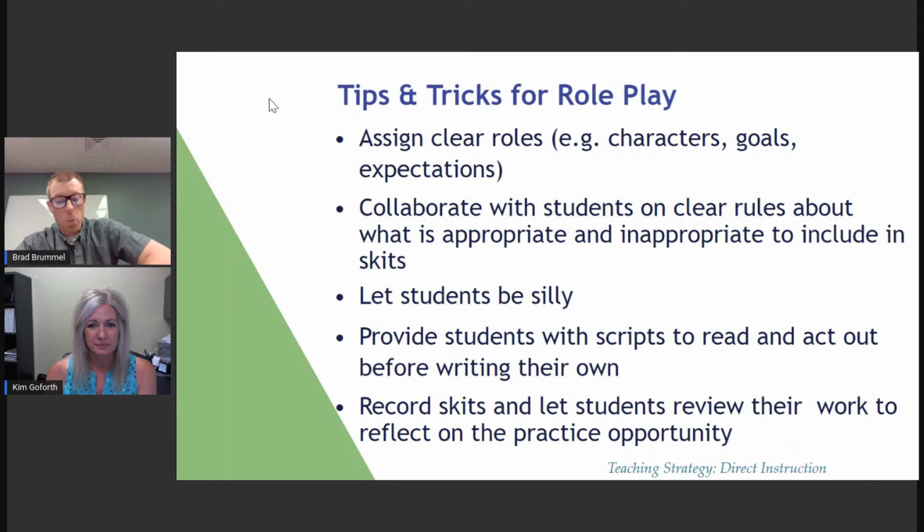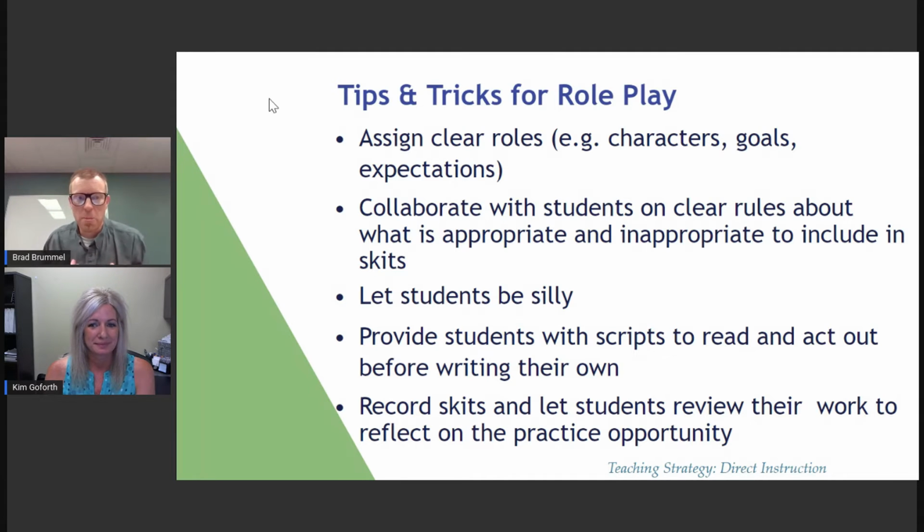Now that you've heard the why, we're going to just discuss some tips and tricks on using role play. It's important that you assign very clear roles, and that you sometimes even provide the opportunity on who is who, and that you also collaborate with the students on providing clear rules about what is appropriate for this role play and what is inappropriate.